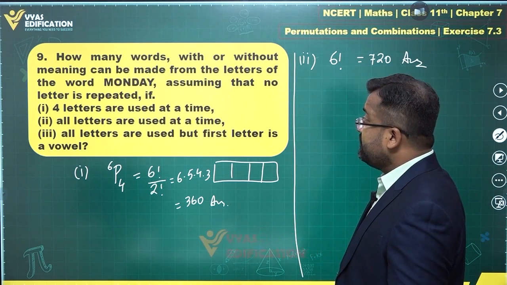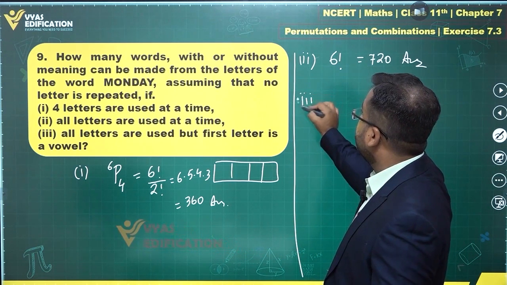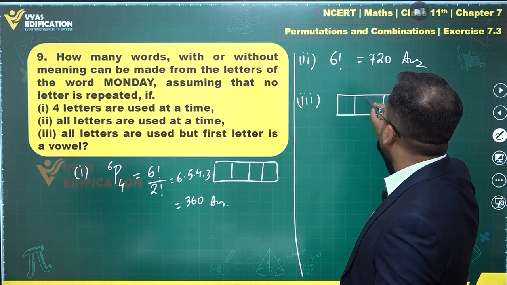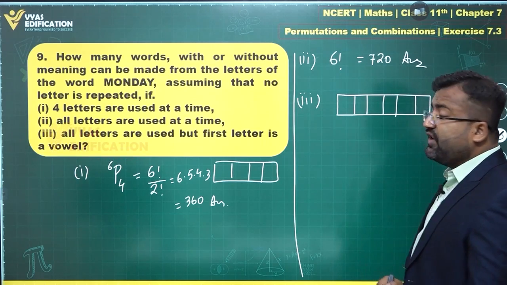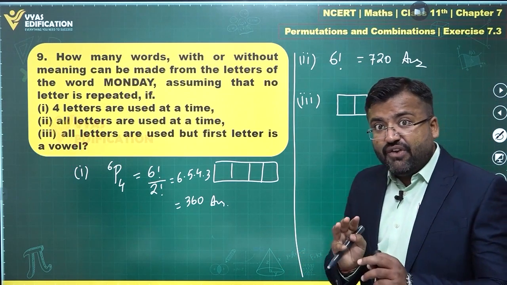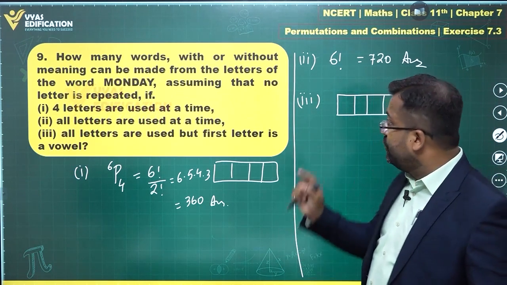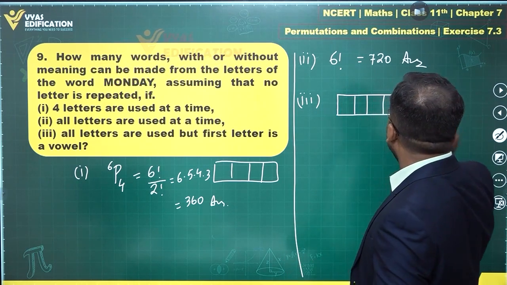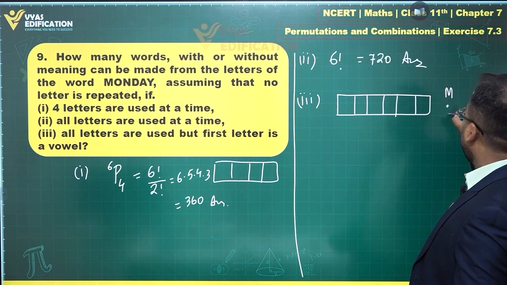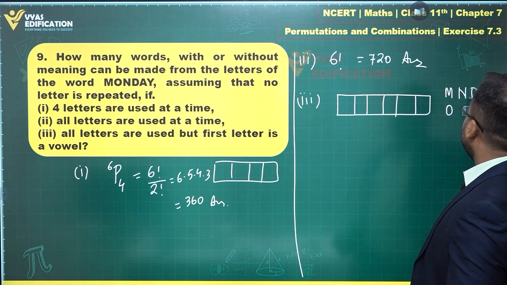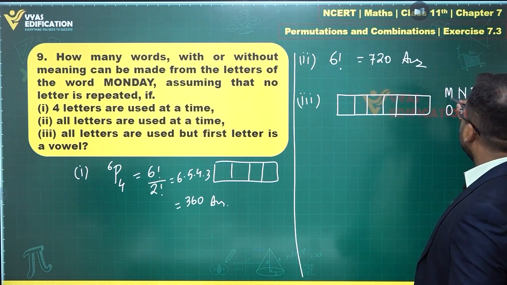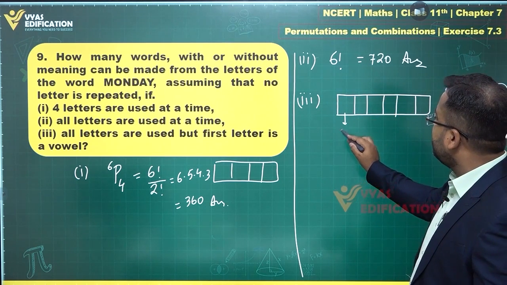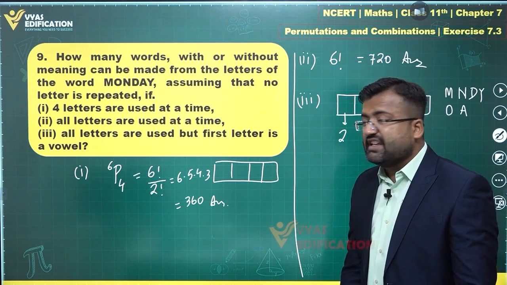All letters are used, but the first letter is a vowel. Now that's interesting. All letters are used means you need to fill 6 boxes. But the first letter is a vowel. Whenever you are asked to differentiate between vowels and consonants, first note the vowels separately. We have M is a consonant, O is a vowel, N, D, A, Y. So these are consonants and these are vowels. And the first letter is a vowel implies that this can be filled in only 2 possible ways.